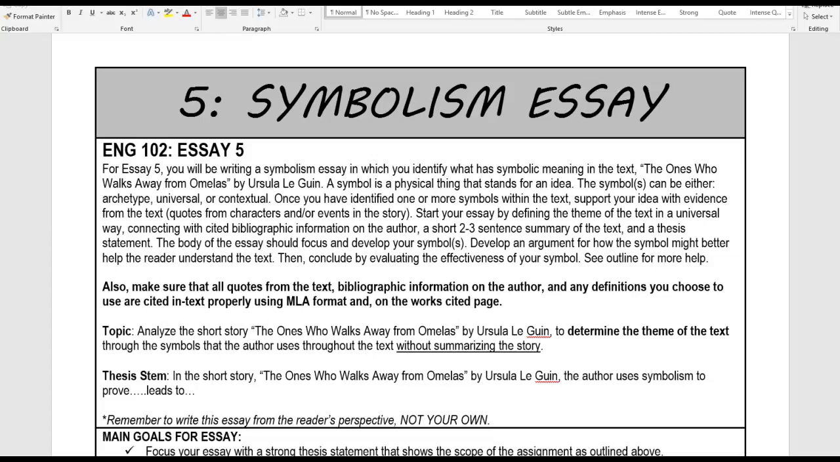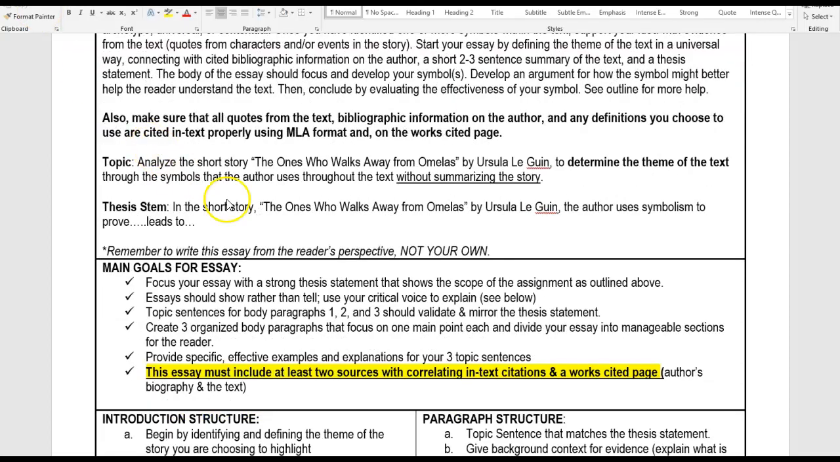Your topic is to analyze the short story, The Ones Who Walk Away from Omelas by Ursula Le Guin, to determine the theme of the text through the symbols that the author uses throughout the text without summarizing the story. Here is your thesis stem. In the short story, The Ones Who Walk Away from Omelas by Ursula Le Guin, the author uses symbolism to prove blank leads to or causes or affects blank.